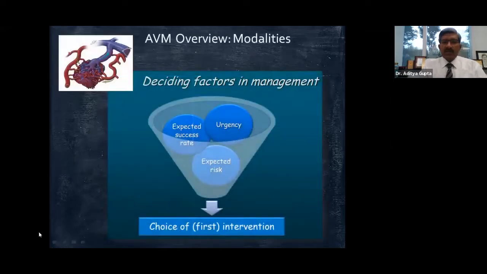And let me start by saying that decision-making in AVMs is not very simple. It depends actually on a number of factors which are mostly to do with the clinical situation and the natural history of the particular AVM that we are wanting to treat.